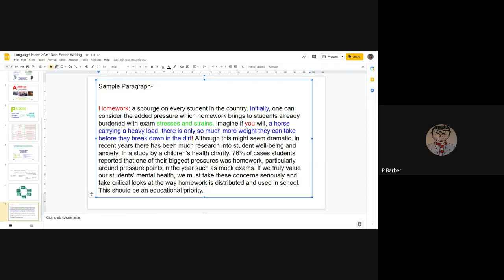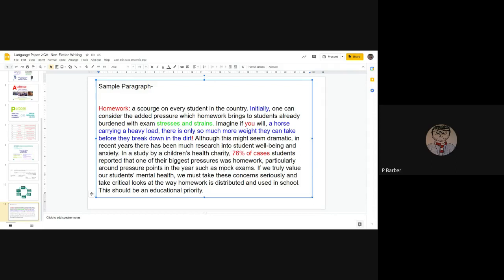Although this might seem dramatic, in recent years, there's been much research into student well-being and anxiety. In a study by Children's Health Charity, 76% of cases, students reported that one of the biggest pressures was homework. Now, this is a statistic that I have elaborated as a fact about a study by a Children's Health Charity. It's giving kudos, it's giving gravity to my argument, but I've made it up. The examiner's not testing what you know about student mental health. What they are testing is your ability to write. So if you can add statistics, you can make these up. They don't have to be accurate. Okay, but use a reliable source.